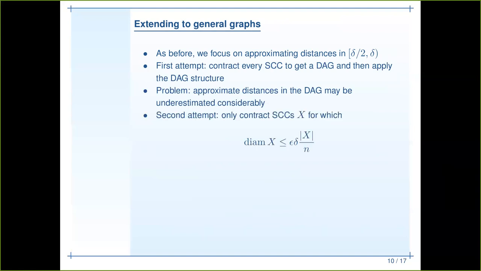So let's do something more clever. Suppose we only contract SCCs X where the diameter of X is less than this value here. Now, what is the additive underestimate you get for each SCC X? Well, you can bound it by the diameter. That's the error you get when you contract X. And if you sum this error over all SCCs X, you can see that when you sum the fraction of X over n over all X, you get 1. So the total additive error you get must be epsilon delta.